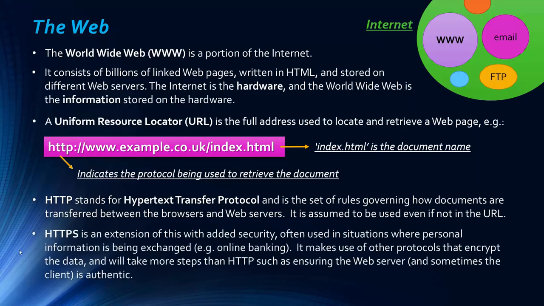HTTPS, you would have noticed this probably on certain websites, is the extension of this, so it's HTTP with added security basically. And it's often used automatically when personal information is being exchanged, like online banking, signing into your YouTube account or your Facebook or whatever. And it makes use of other protocols to encrypt the data, so it's using other protocols and other bits of code too. And it'll take more steps than HTTP to check, basically. So it'll make sure the web server is authentic and that someone is actually the client too. The client or web browser might be the easier thing to gain access to, so it'll take more steps, probably take longer, but it has added security.